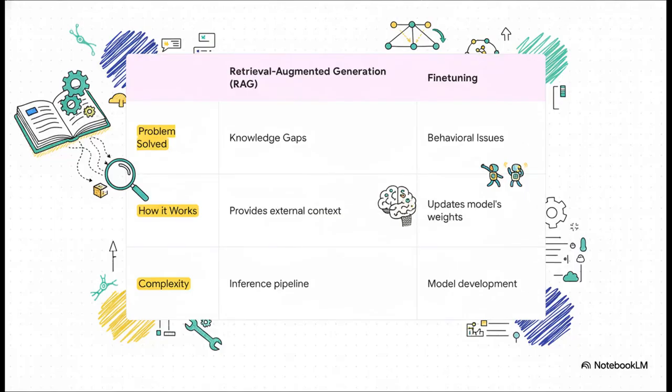So this table is a really great way to sum up the two big guns in our toolkit. You use RAG when the model needs to know things it wasn't trained on. And you use fine-tuning when the model knows the facts, but it doesn't know how to act the way your app needs it to. One changes the context, the other changes the model itself.